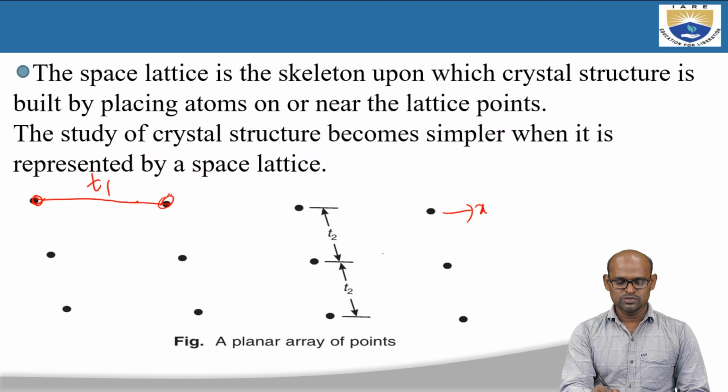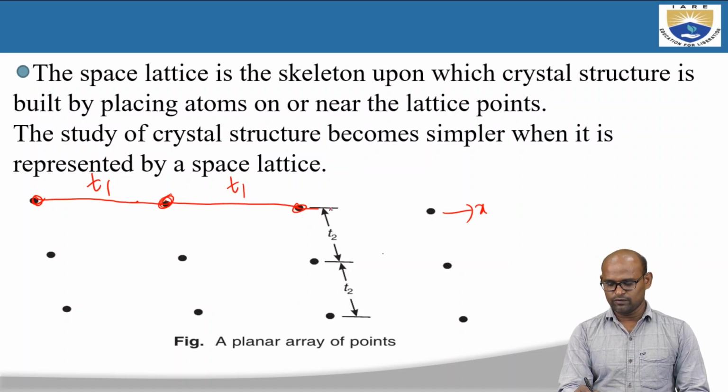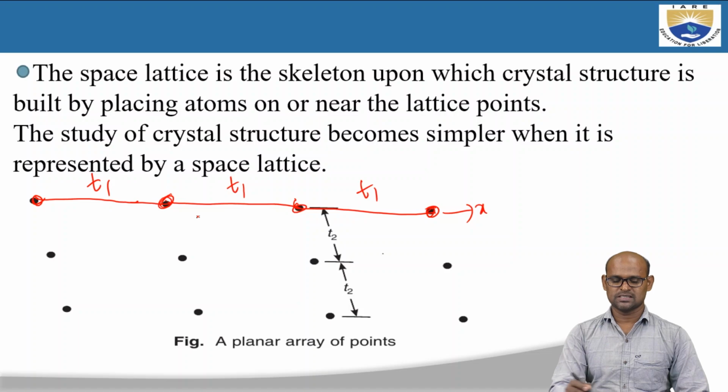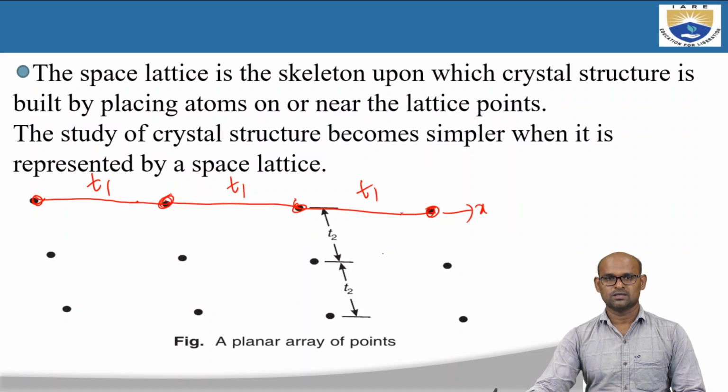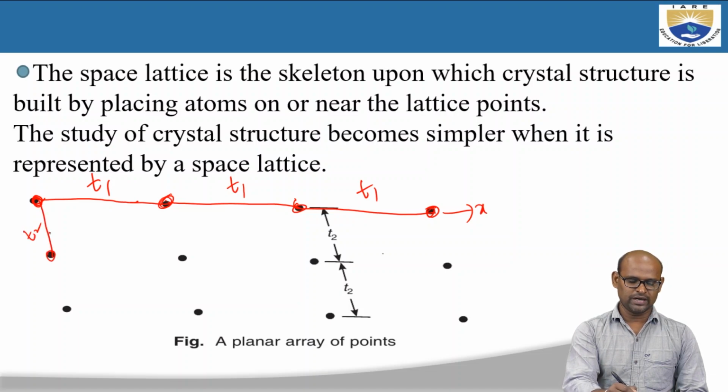If I use the translation operation on this point, I generate another lattice point at a translation of t1 again. If I apply this translation to this point, I generate the next point. So using this repeated translation along the x-axis, I have generated a row of points. Now from this row of points, I can use repeated translation to generate another row of points along the y direction.